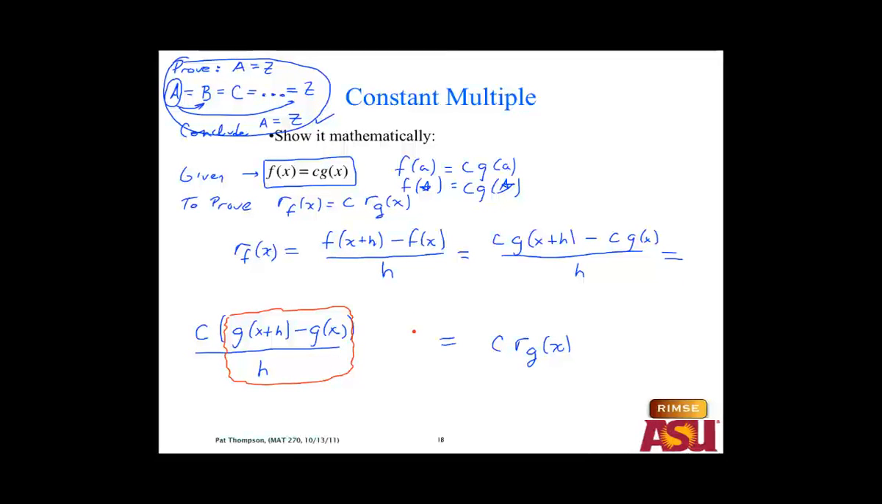Brent? This is just the average rate function again. For which function? For g now. Do you see? So when you get to there, you recognize, oh, that's the rate of change of g with respect to x. So what does that thing equal? c times the rate of change of g with respect to x. We got it. We're done. See?